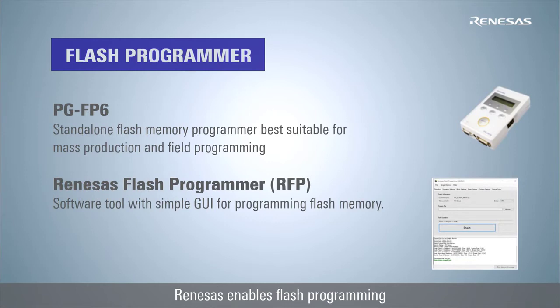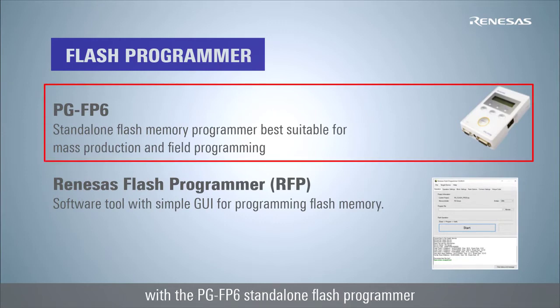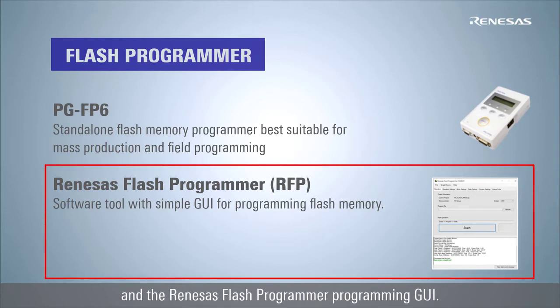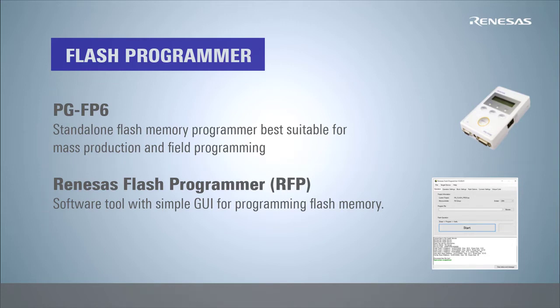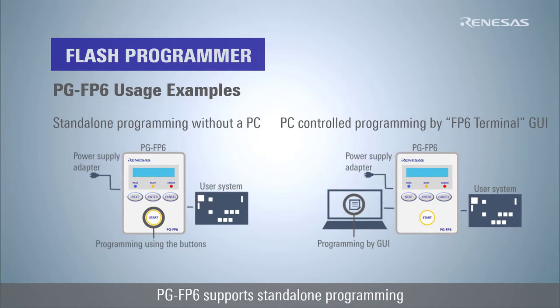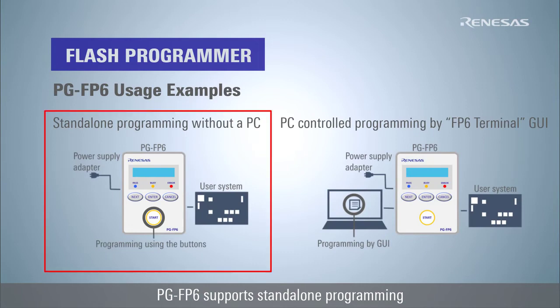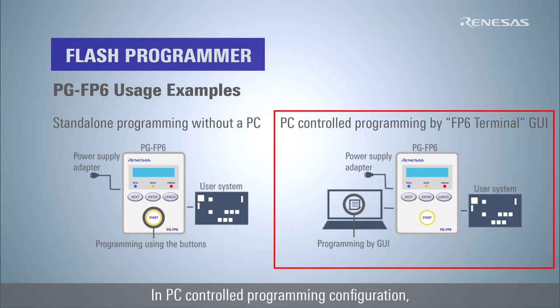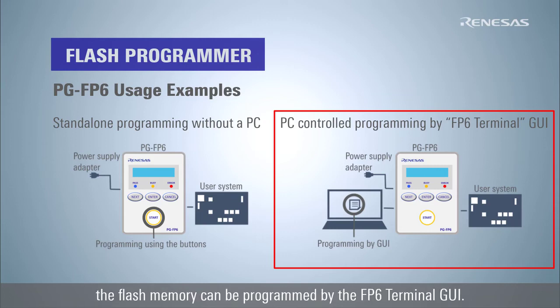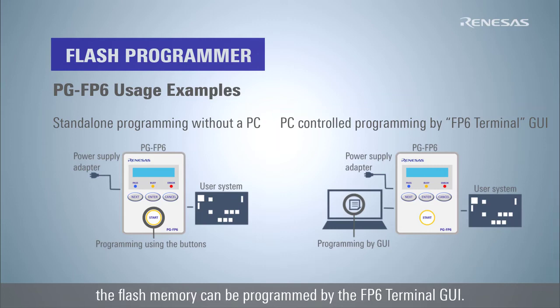Renesas enables Flash programming, with both the PG-FP6 standalone Flash programmer, and the Renesas Flash Programmer programming GUI. The PG-FP6 supports standalone programming which can be operated without using a PC, allowing high-speed programming. Programming is done by pressing the button on the control panel. In the PC-controlled programming configuration, the flash memory can be programmed by the FP6 terminal GUI.